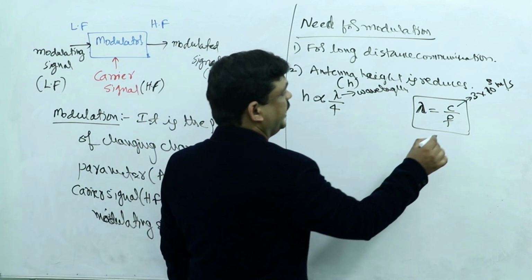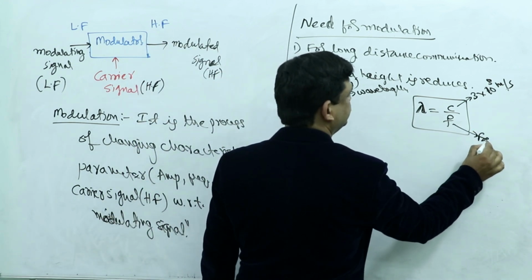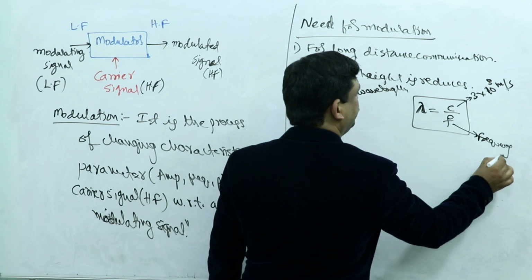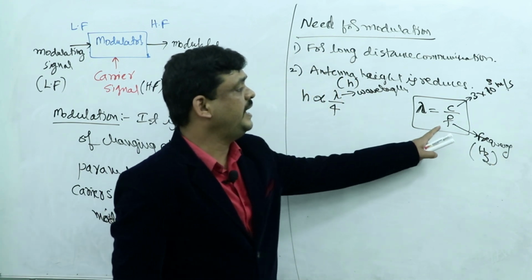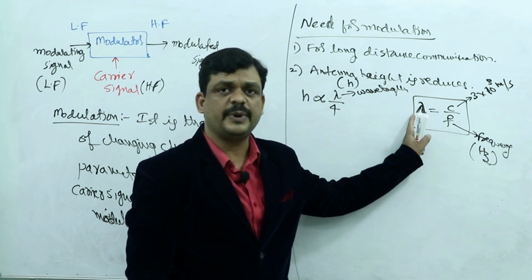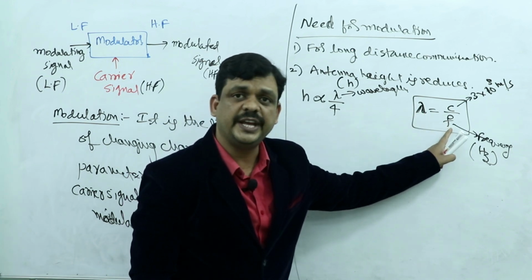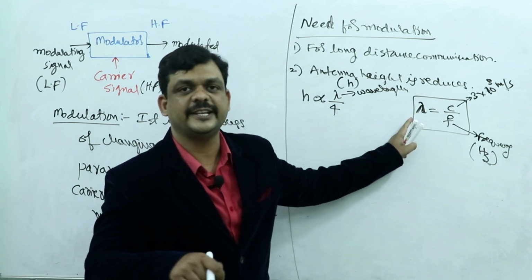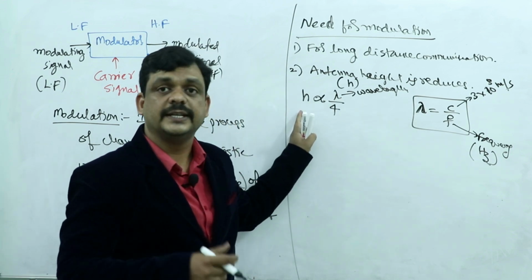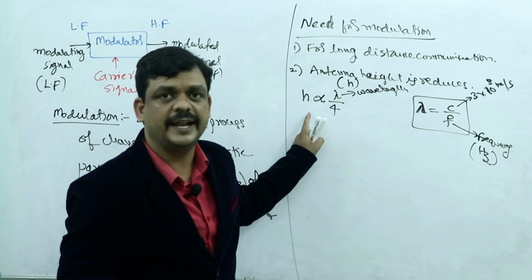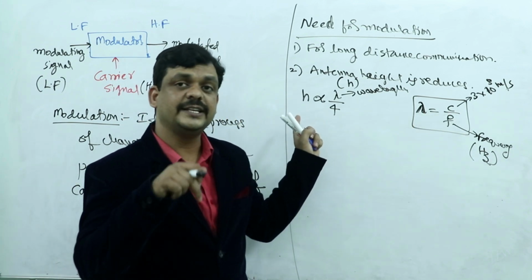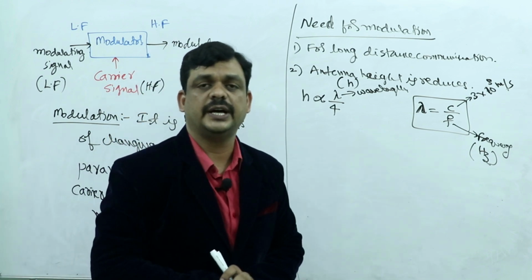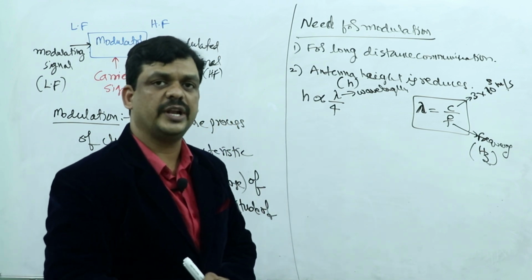And what about f? f is frequency, in hertz, right? So the frequency and lambda, these two are inversely proportional. If the frequency is very high, the lambda value is very less. If the lambda value is very less, then automatically the height of the antenna is less, right? So if the frequency is very high, antenna height is reduced. This is one of the important applications of the modulation process.